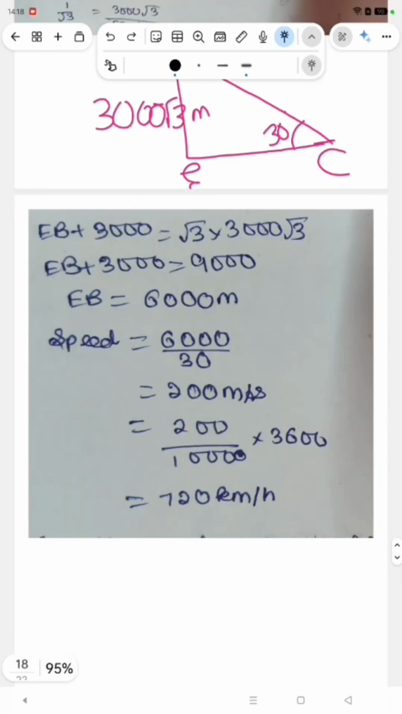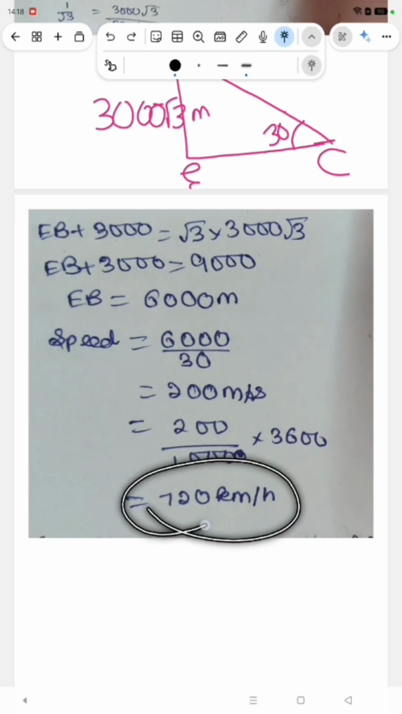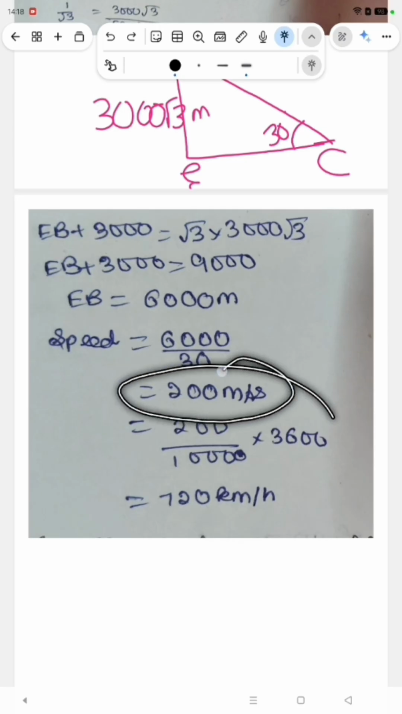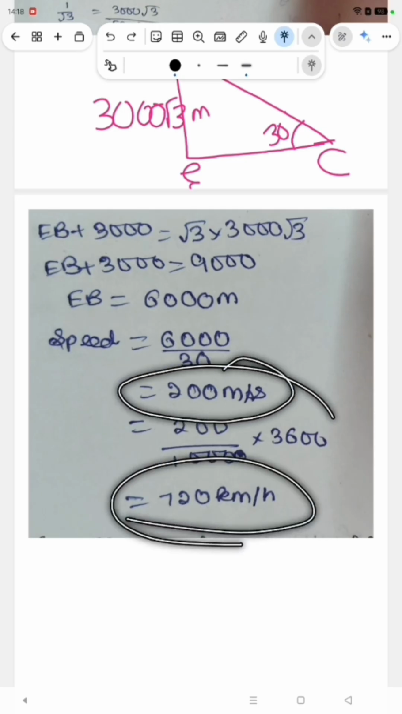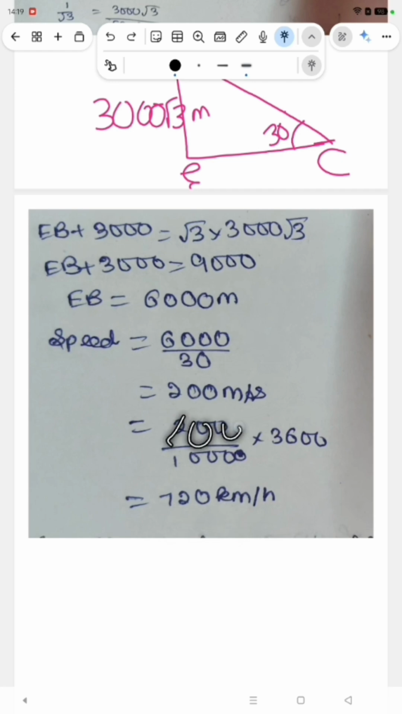If the question mentions it, convert meter per second to kilometer per hour. I have done this also, though in the question it is not given, but in boards it can be asked. So I convert meter per second to kilometer per hour: 200 into 3600 divided by 1000, so 720 kilometer per hour.